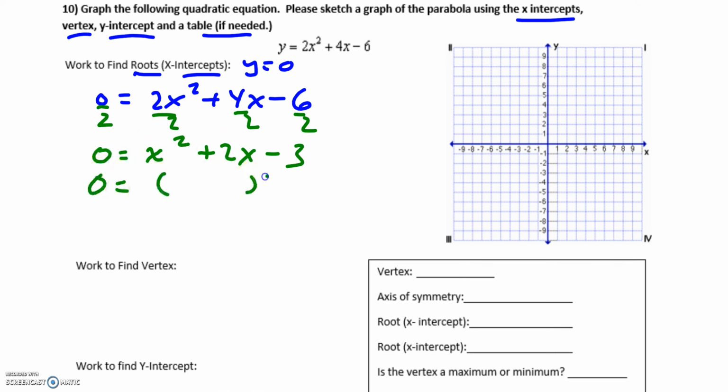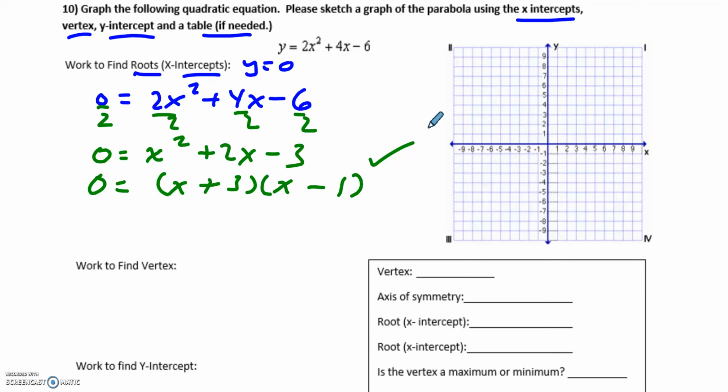Let's check first to see if this does factor. x times x is x squared. 3 times 1 is 3. To get a positive 2, I need a plus 3 and a minus 1. And let's double check the signs. 3 minus 1 is 2. Positive 3 times negative 1 is negative 3.